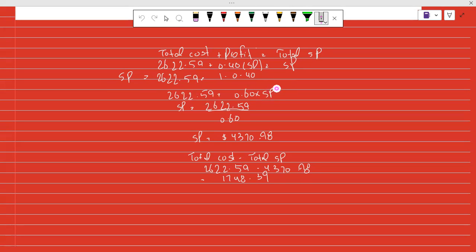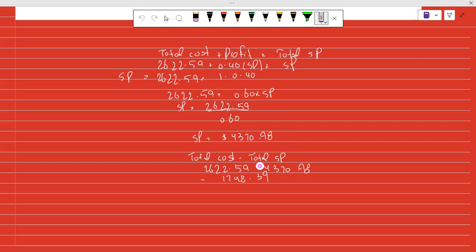And now we are going to again move the selling price from this side to this side, and 2622.59 will be divided by 0.60. So we will have a selling price of 4370.98. Okay, so this is basically our selling price.